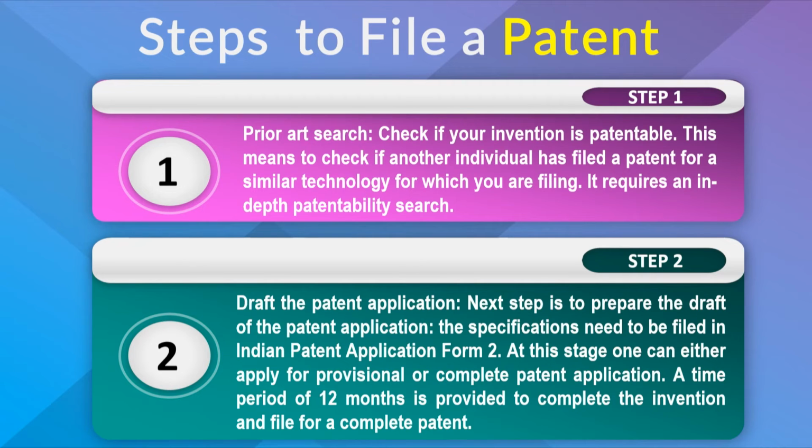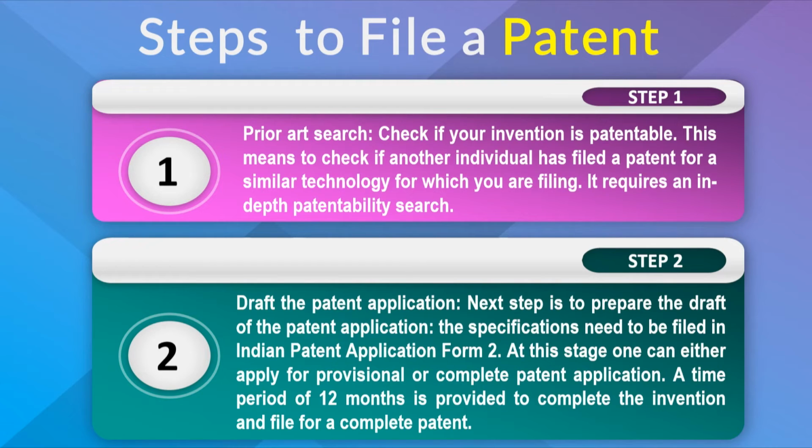In this step, you have to prepare the draft of the patent application. The specifications of the entire invention need to be filled in Indian Patent Application Form number 2, which is available on our website. At this stage, one can either apply for provisional or complete patent application. Sometimes we are still doing the invention and we have not completed our invention, then you can go for provisional patent application. A time period of 12 months is provided to complete the invention and file for a complete patent.